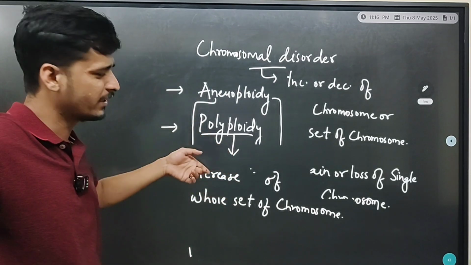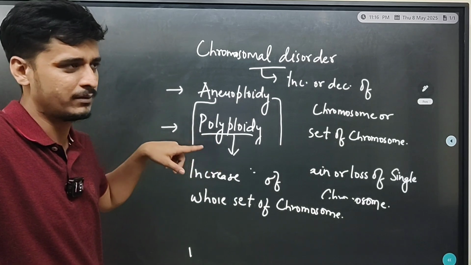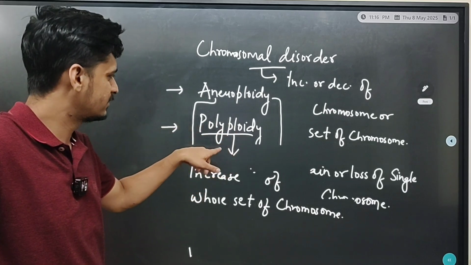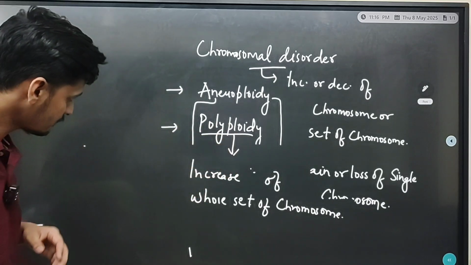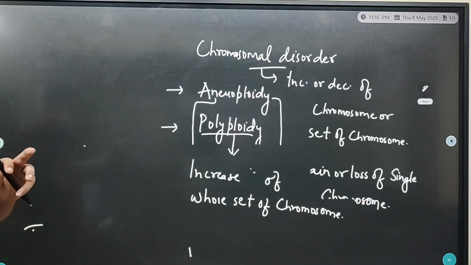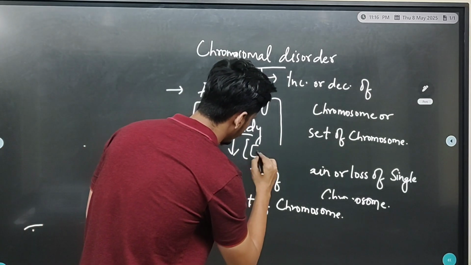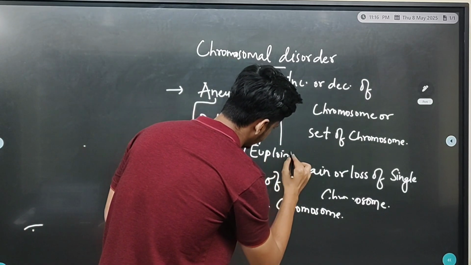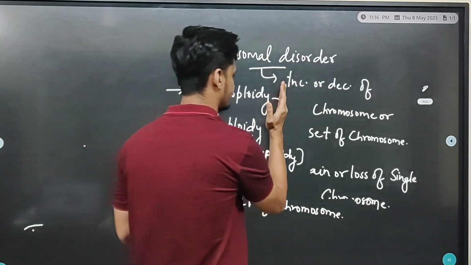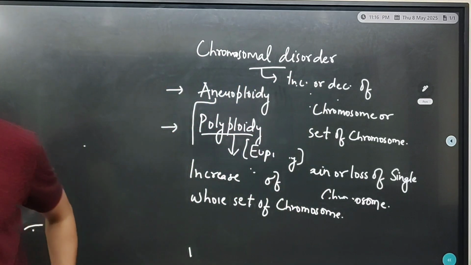And this polyploidy condition is very rare in humans. This condition is only seen in plants. Remember, polyploidy is rare in humans, it is seen in plants, and this polyploidy condition will lead to 3 different types of disorders. This polyploidy is also known as euploidy. Don't confuse, euploidy is also known as polyploidy.